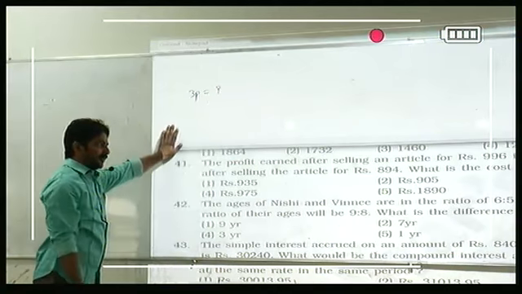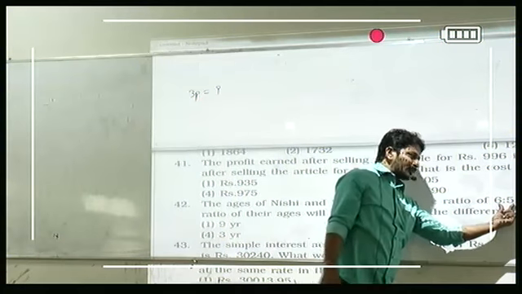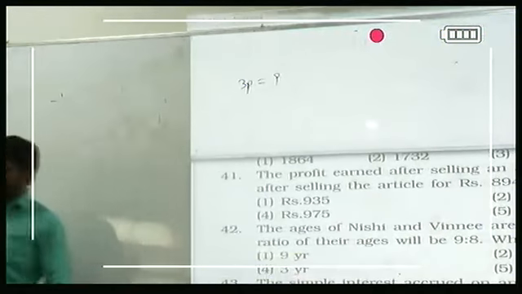So 3 parts is equal to 9 years. And your question is about the difference of their ages. The difference of their ages is how many parts? 1 part. 1 part is equal to 3. 3 parts 9 years, 1 part 3.